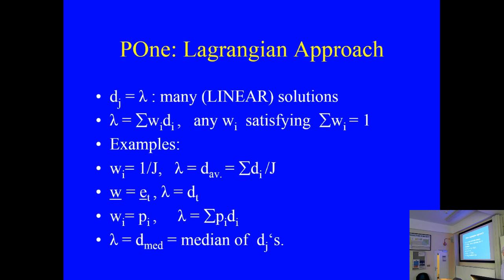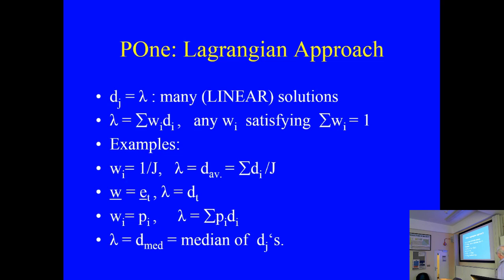Although it seems strange, and I have a comment from Whittle about this, the implication is that d_j is equal to lambda, and in the Lagrangian approach you normally come up with a formula for lambda and then substitute that back in to find solutions for the original variables. So there are many linear solutions for lambda in terms of the partial derivatives d_i: sigma w_i d_i, where w_i is any set of weights summing to 1, some of which could be negative. And here are some examples.